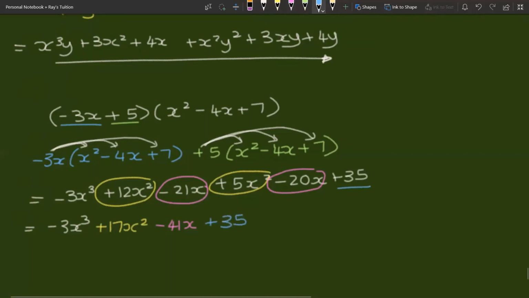I hope that you have seen that it is not difficult to solve these questions. They're just much longer and you just need to concentrate and do it step by step.